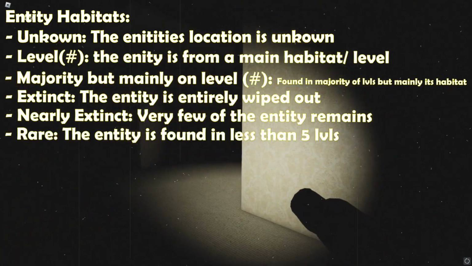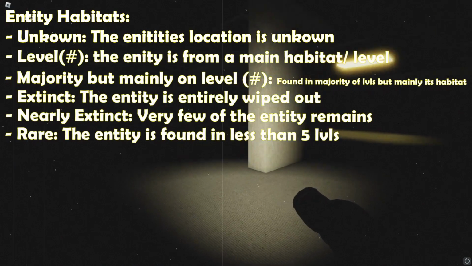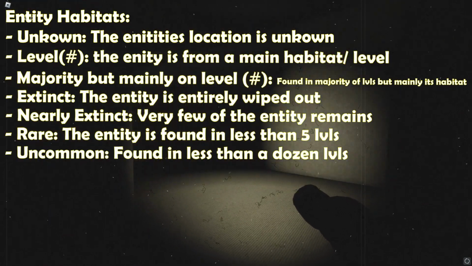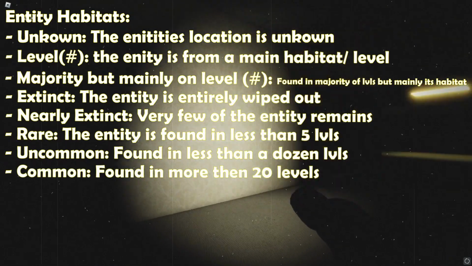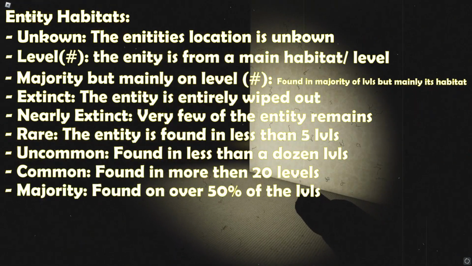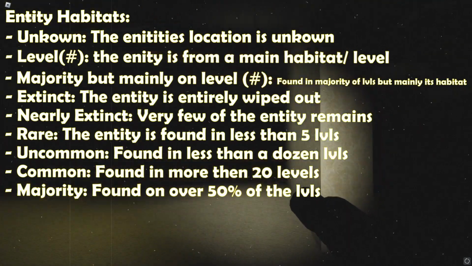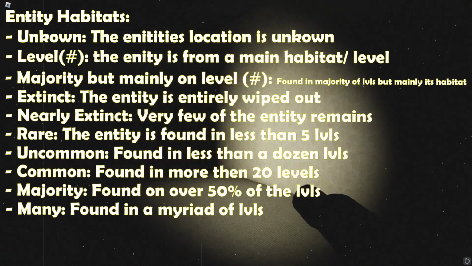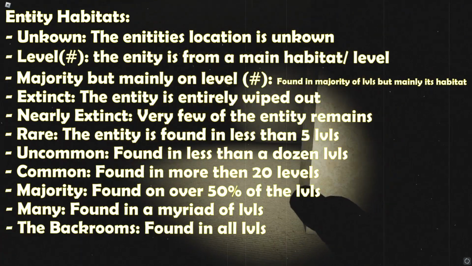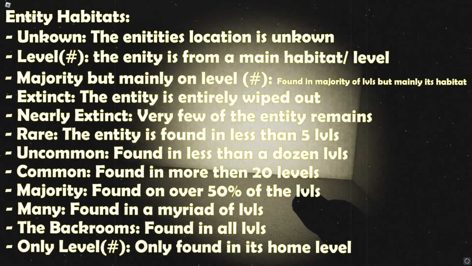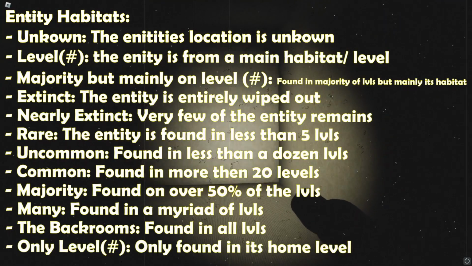Rare means that this entity is found on less than 5 levels. Uncommon means the entity is found on less than a dozen levels. Common means that the entity is found in less than 20 levels. Majority means the entity is found on over 50% of the levels. Many means the entity is found in a myriad of the levels. The backrooms means that the entity is found on every single level. And only level means that the entity is only found on one specific level.